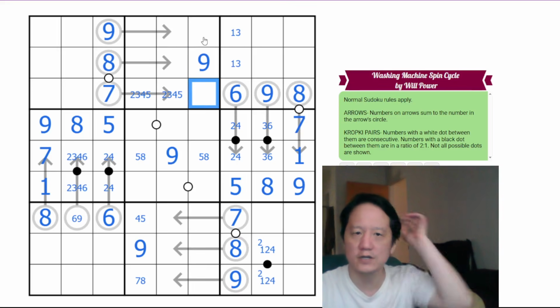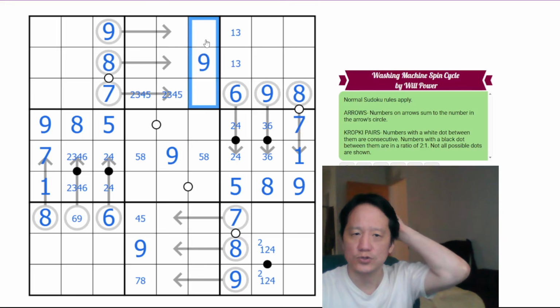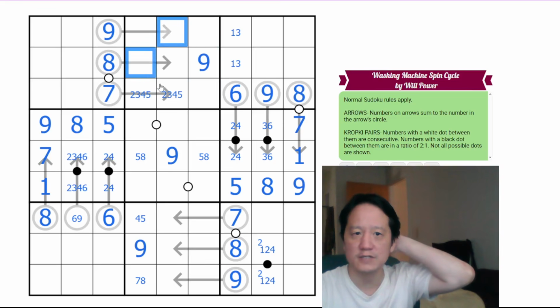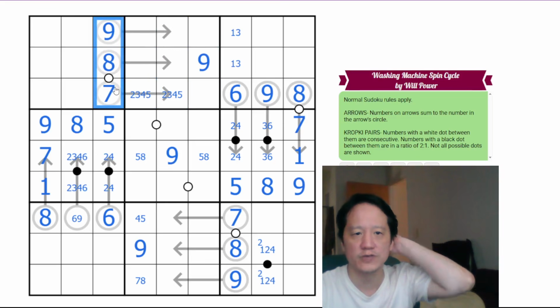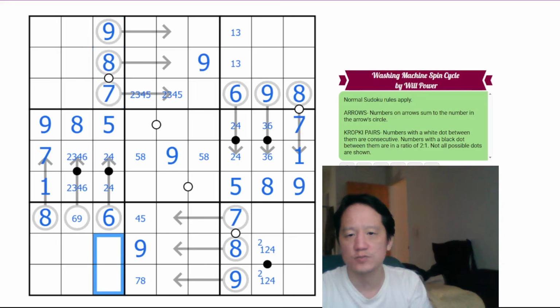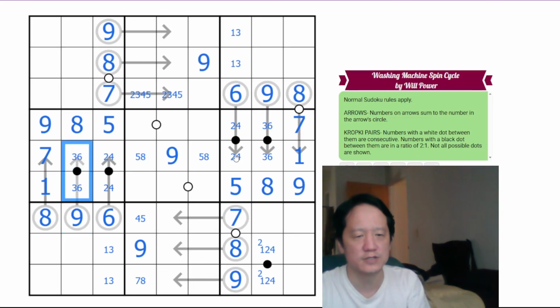This is 9 here. This adds up to 21 again, because these arrows add up to 24, which is what 7, 8, 9 add up to. This is 1, 3 as a pair. 6 eliminates 6 here, so this is 9, which means this can't be 2 or 4. It's 3 and 6.